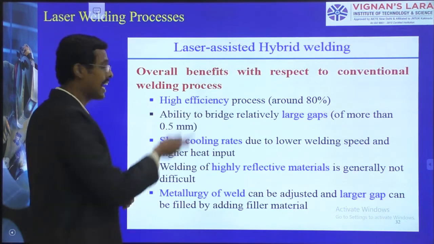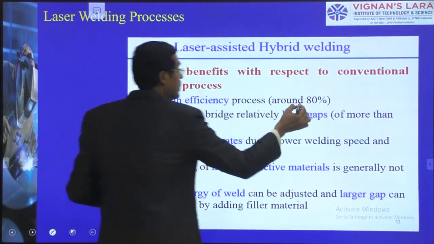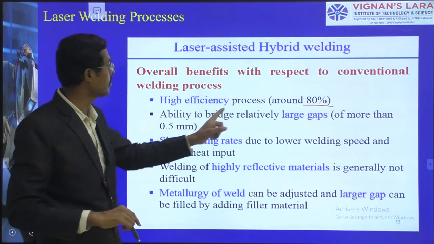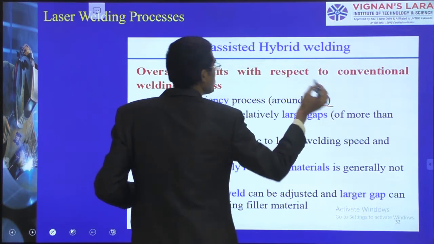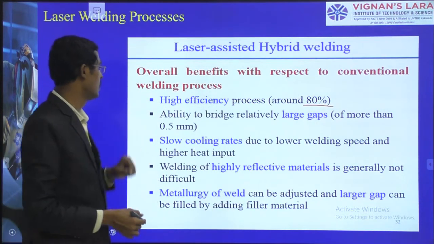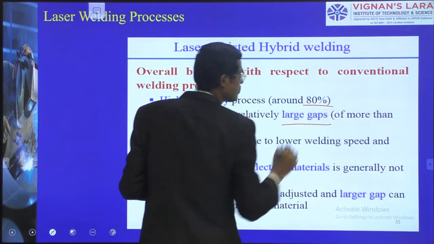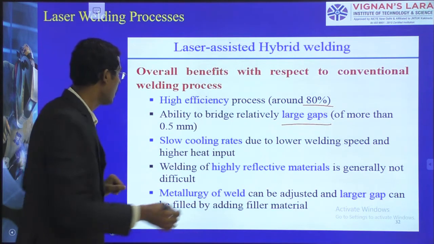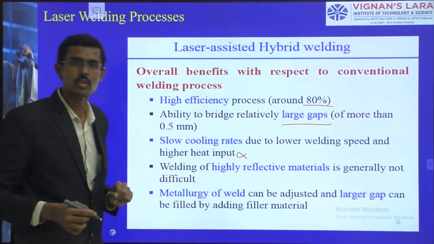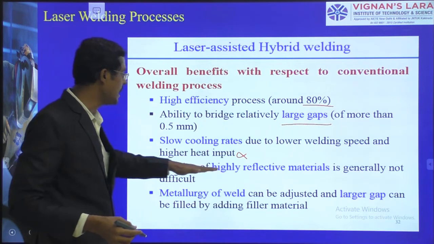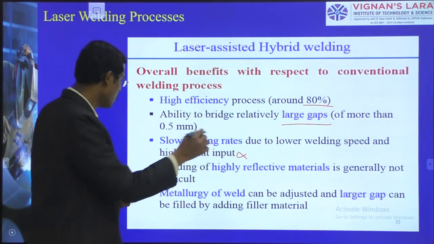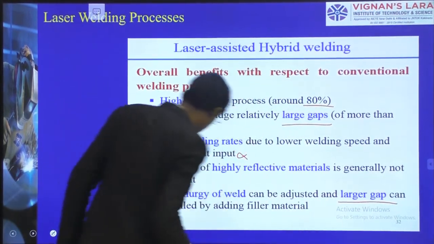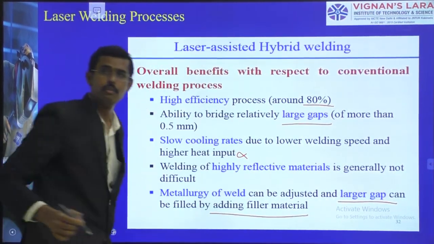Overall, this hybrid efficiency is greater than 80%. You see, we have studied that TIG welding arc efficiency is 60%. When I combine it with the laser, we get 80% thermal efficiency. There is the ability to bridge large gaps easily. Slow cooling due to lower welding speeds or heat inputs can be avoided. So these things are possible. Welding a highly reflective material is generally not difficult. Metallurgical properties can be adjusted and large gaps can be filled by adding filler material.